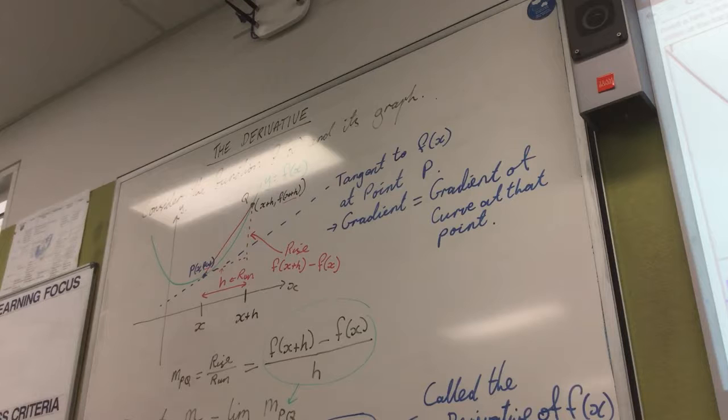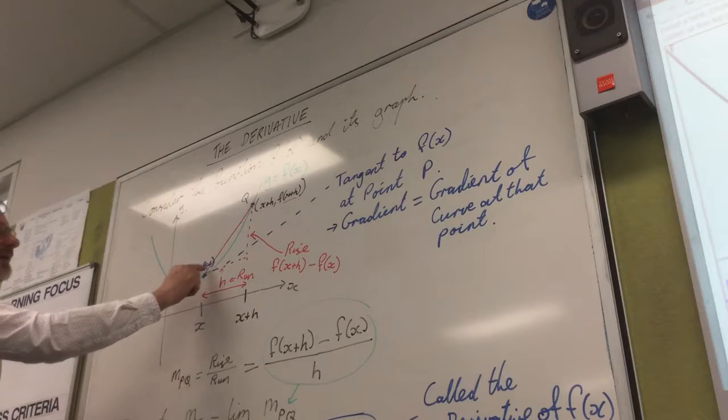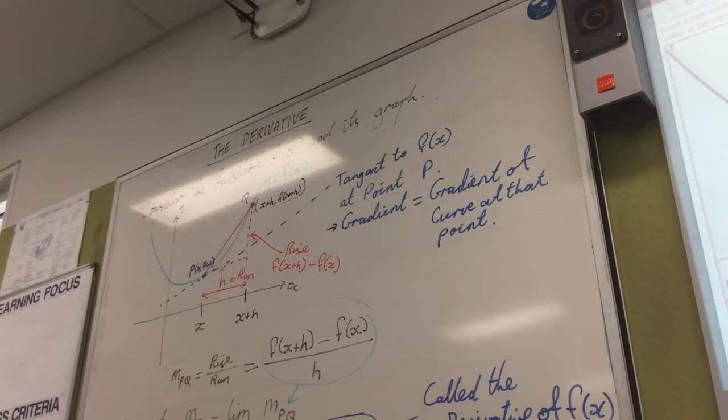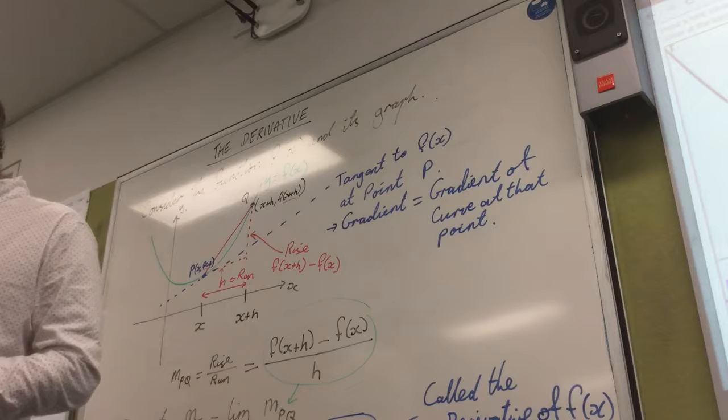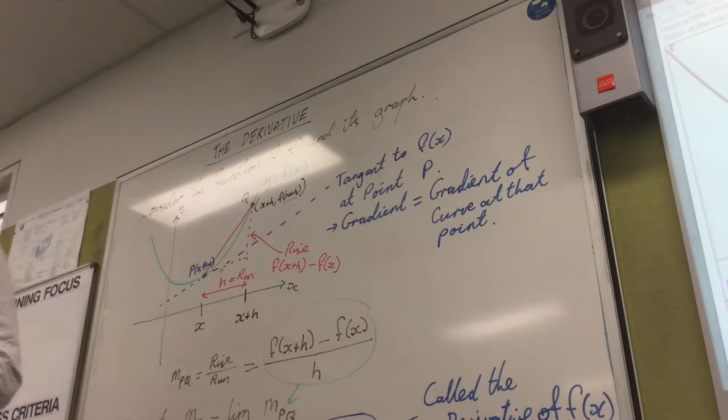Next to the P, here. No, that's the f of x. It's messy, but it's f of x. So M T means the gradient of the tangent.